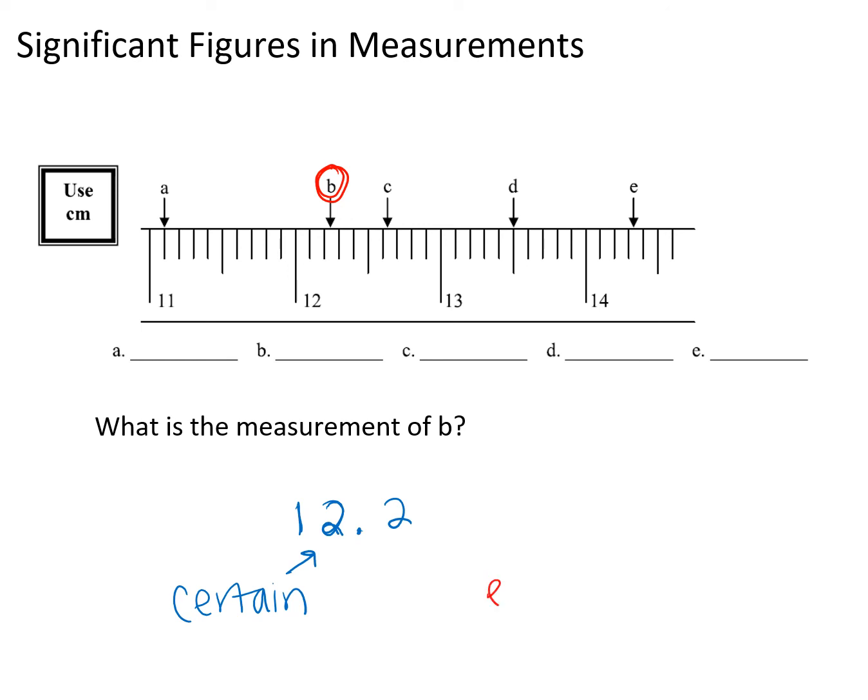We also want to include 1 estimated digit. Remember, you want to make a measurement one place value beyond what you can see. So B is falling in between 12.2 and 12.3. I'm going to go ahead and estimate this as 12.24 centimeters. Make sure you're including your units in any measurement you're taking as well. The other thing to remember is that your estimated digit cannot be wrong. So if you had put 12.25 or maybe 12.23 centimeters, those would also be appropriate measurements.